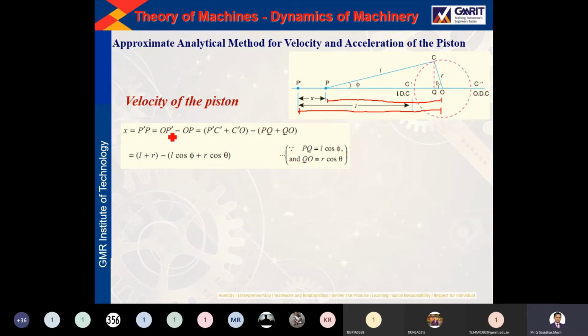Now again, how can we write OP dash, this total distance? They have divided it into two parts. Look at that. P dash C dash, this distance, plus C dash O, the crank radius. This is OP dash only: P dash C dash plus C dash O, meaning this one up to here plus this one. That is OP dash. Then OP, what is OP? This one. How can I write this?